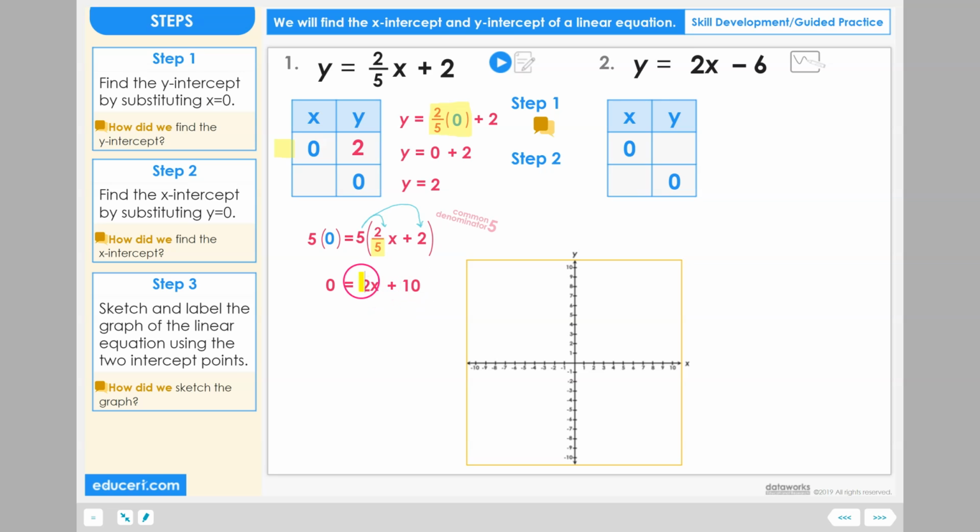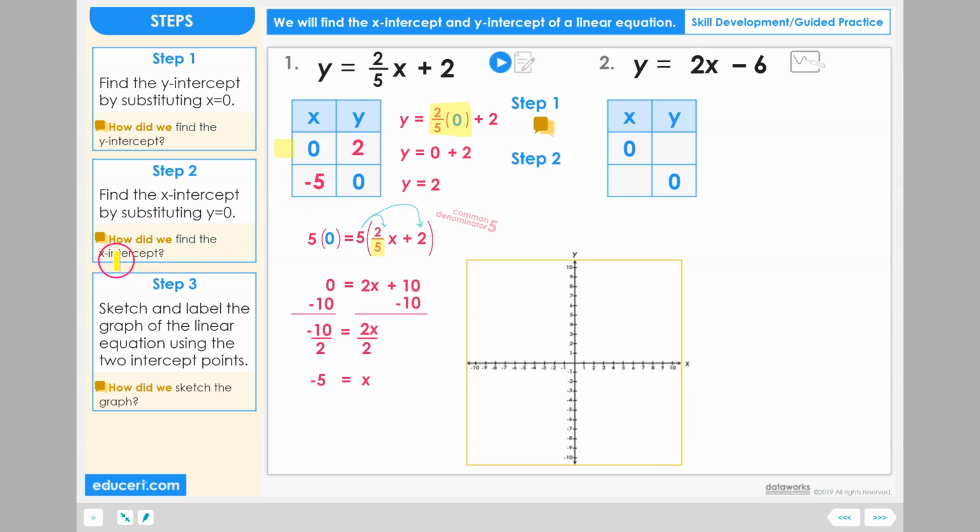To solve for x, we need to isolate the variable term by using the additive inverse of positive 10, which is to subtract 10. We will subtract 10 from both sides. Negative 10 equals positive 2x. We now use the multiplicative inverse to solve for the variable x by dividing positive 2 on both sides. Negative 5 is equal to x. So we now know that when y equals 0, x equals negative 5.